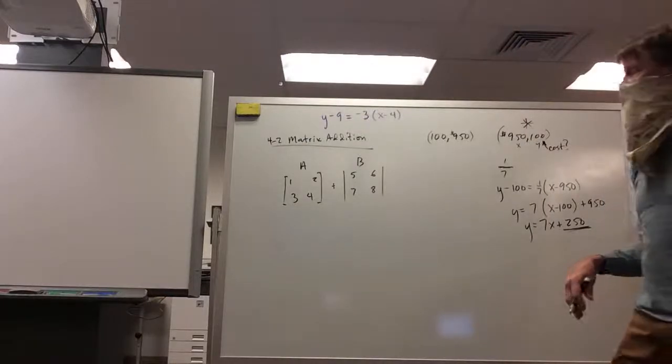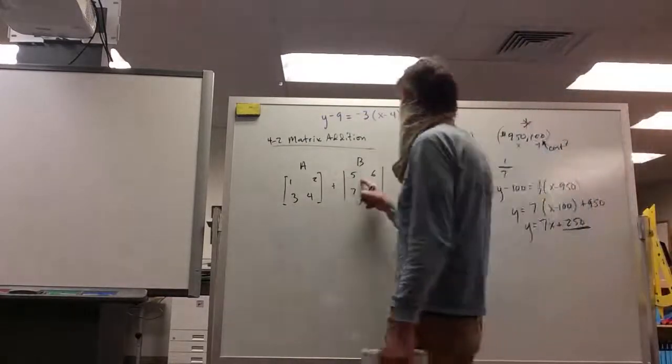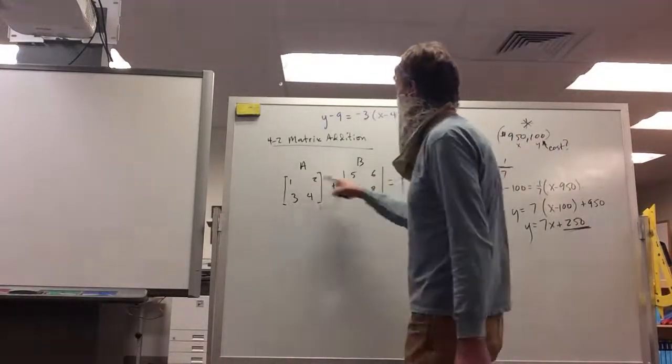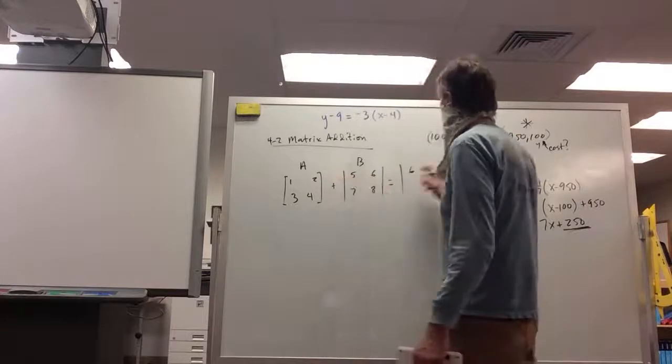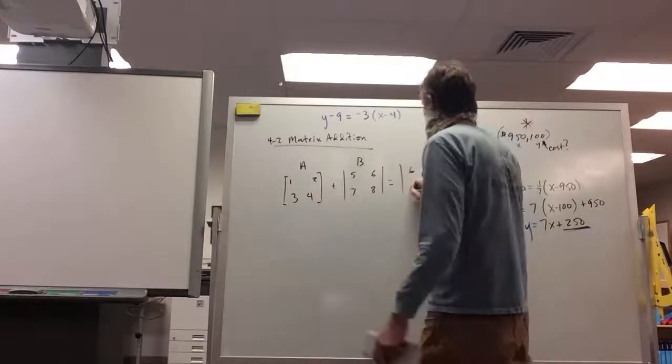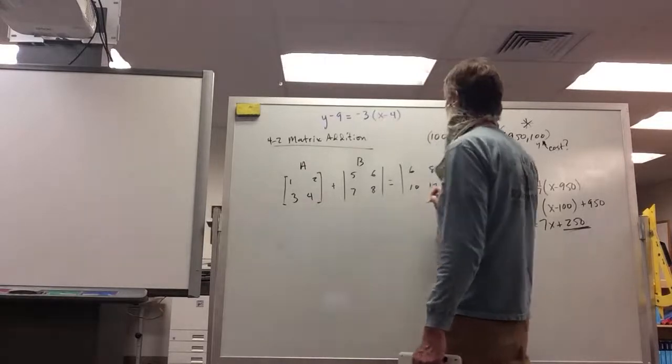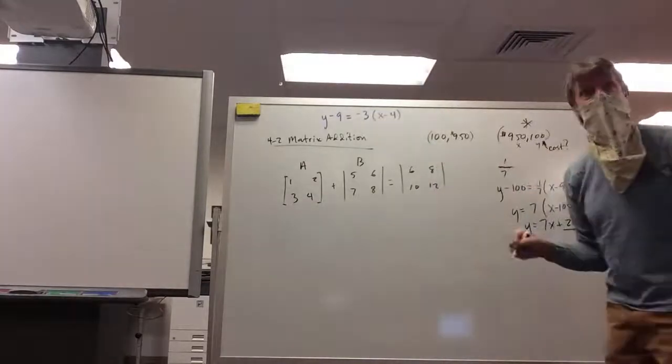Everyone has so far. Okay, so what we gotta do is take A and add it to B. So the 1 and the 5 would come together, the 2 and the 6 would come together, 3 and 7, and 4 and 8. Does that make sense?